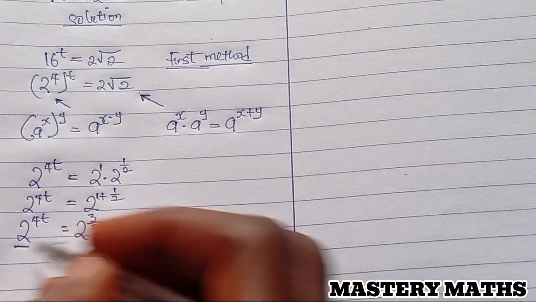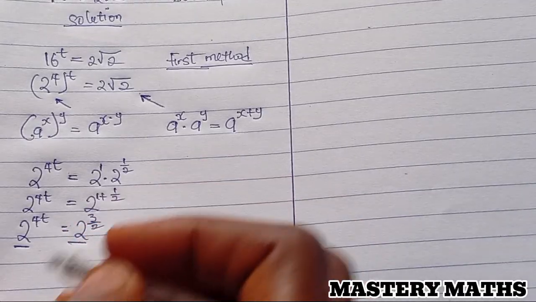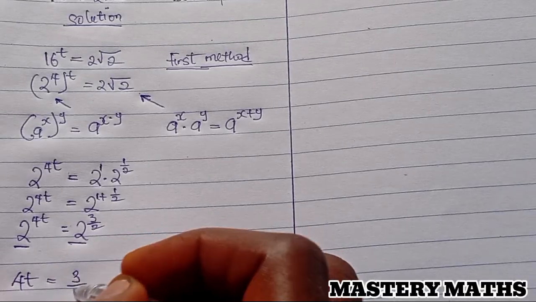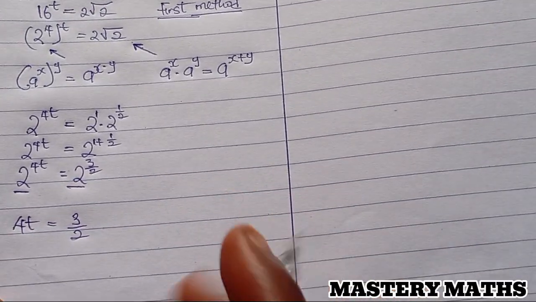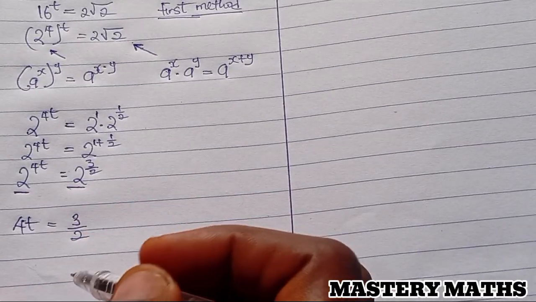Now, if you watch now, the two bases are equal. When the two bases are equal, we work on the power. Now, the power will be 4t, which is equal to 3 over 2. That is the power. 4t is equal to 3 over 2. The bases are equal. Now, what should we do? We'll make t the subject of the formula.